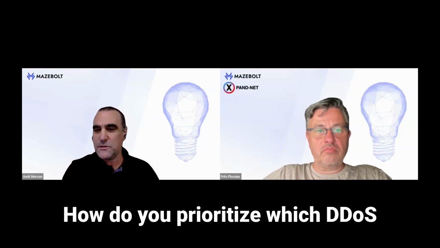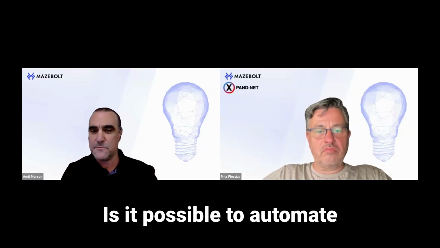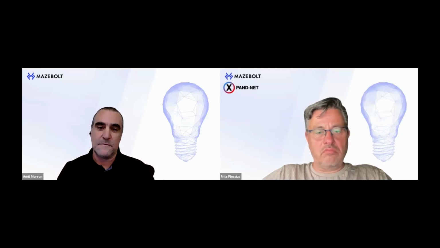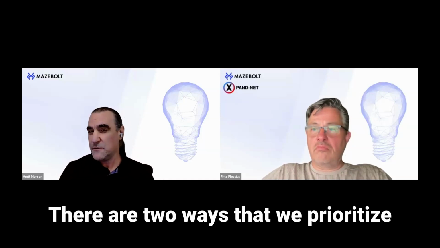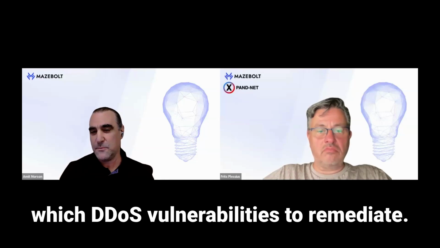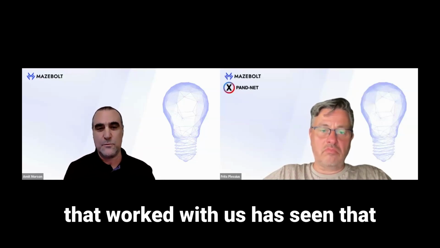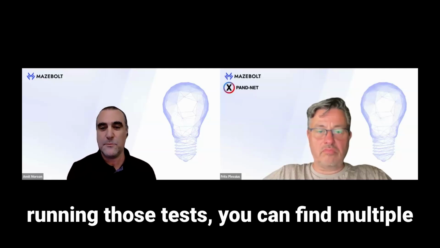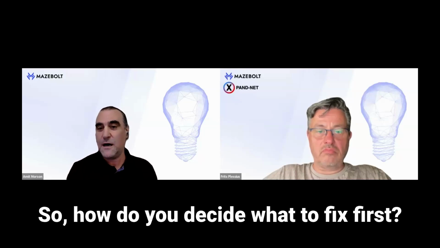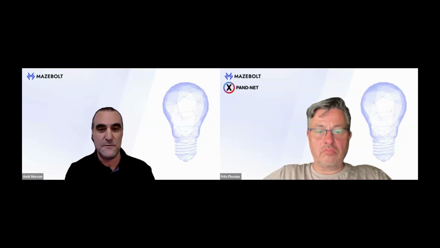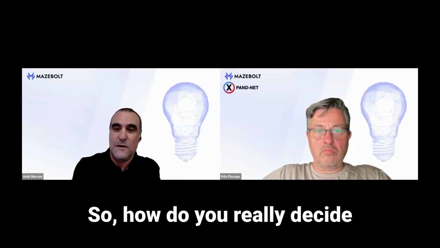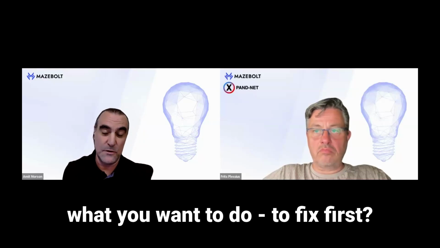How do you prioritize which DDoS vulnerabilities to remediate? Is it possible to automate remediation recommendations? Okay, so there are two ways that we prioritize which DDoS vulnerabilities to remediate. Of course, I know that every customer that worked with us has seen that running those tests, you can find multiple vulnerabilities in multiple services. So how do you decide what to fix first? Usually teams have a lot of duties, a lot of tasks. So how do you really decide what you want to fix first?